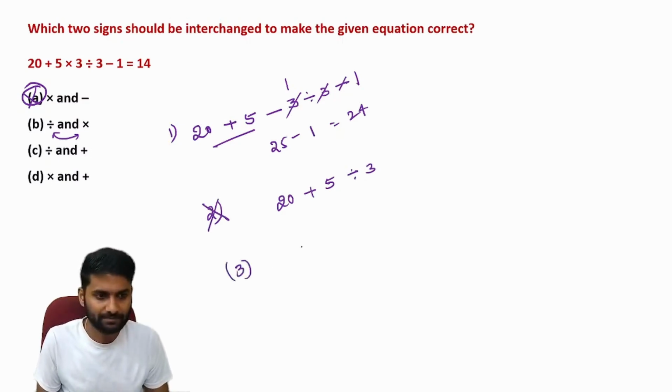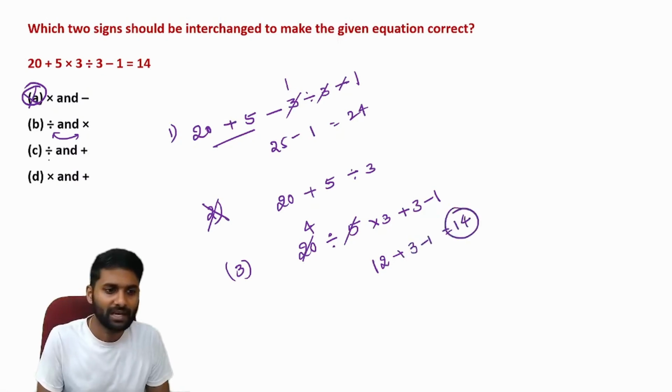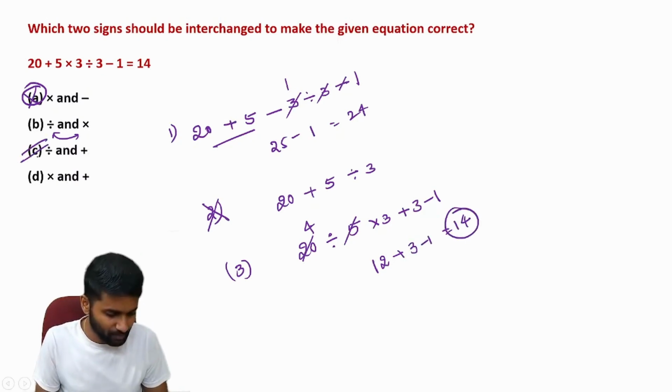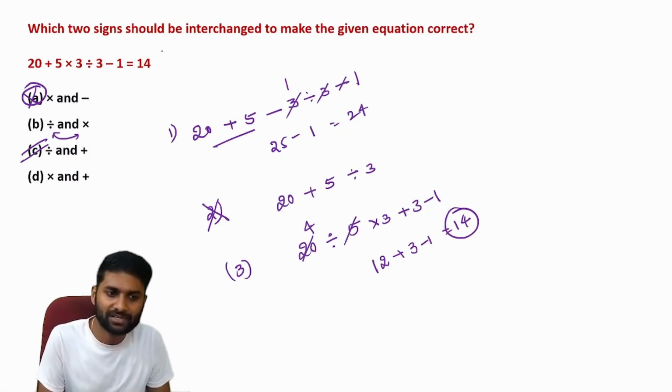Let's check with the third one. 20 plus 5 and division and plus. So instead of plus, take division. Multiply by 3. Instead of division, take plus, minus 1. So this is exactly 4 times. 4 into 3 is exactly equal to 12. 12 plus 3 minus 1 is exactly equal to 14. Yes. If we interchange both division and addition, that equation exactly satisfies our condition. So answer C.